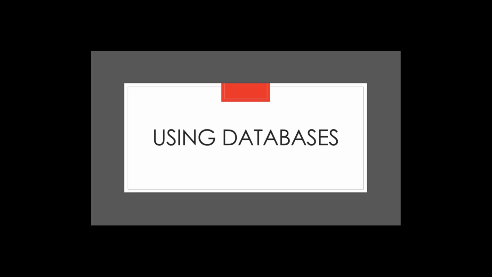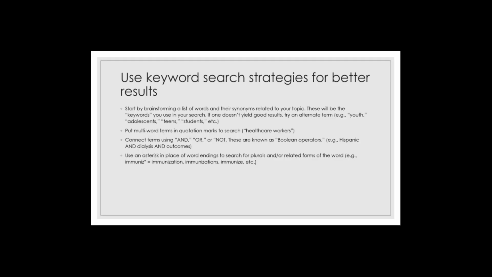Now I want to talk about searching databases. You're going to want to start by brainstorming a list of words and their synonyms related to your topic. These will be the keywords you use in your search. If one doesn't yield good results, try an alternate term. For instance, you might try youth, or maybe as an alternative, adolescents, teens, students, or other similar terms.